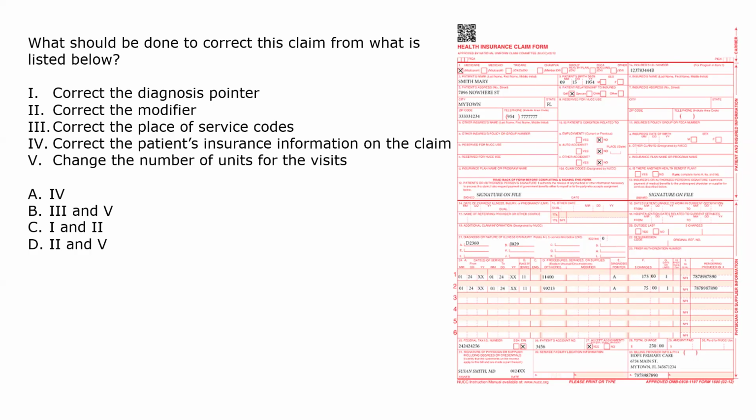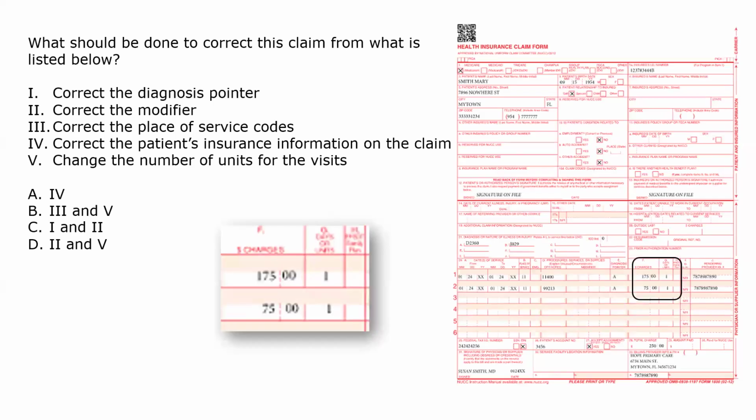Instead of spending time reading each Roman numeral, a simple quick scan shows they all say correct or change, and the question also says correct, so let's give them a correction. Let's apply the process of elimination. Answers B and D share one of the options, as do C and D. I'm going to start with 5, change the number of units for the visits. This could quickly eliminate 2 answers for us.